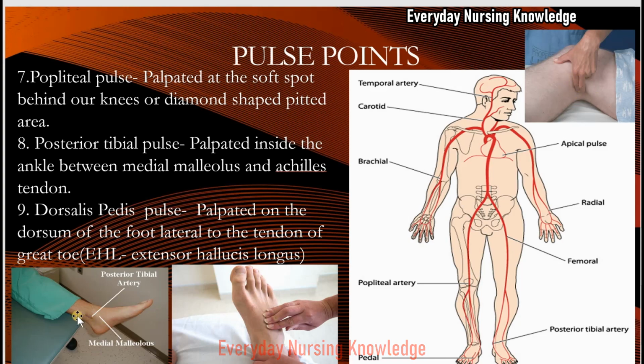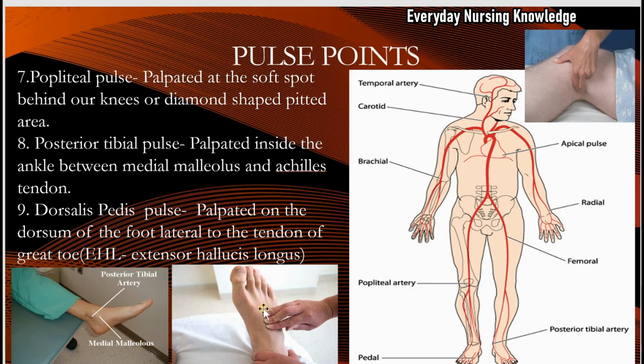Eighth is posterior tibial pulse. The posterior tibial pulse is palpated inside the ankle. So this is ankle. Inside the ankle, between Achilles tendon. Achilles tendon is the tendon that connects the heel and the calf muscle. So it runs behind here. So it's between the Achilles tendon and medial malleolus. Medial malleolus is the bony part that protrudes in the ankle. So it's between the Achilles tendon and medial malleolus. You can palpate, it's up here. You can palpate the posterior tibial pulse.